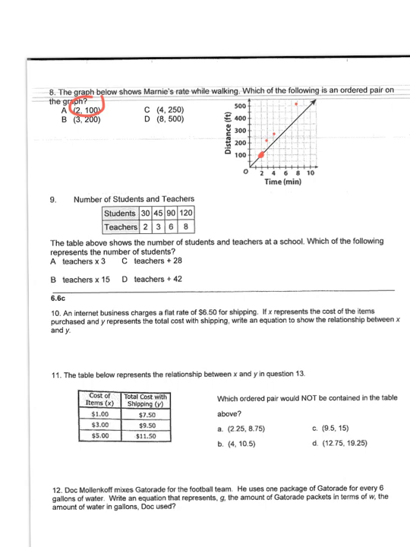B says teachers times 15. Well, 2 teachers, 2 times 15 is 30, 3 times 15 is 45, 6 times 15 is looking like 90, so B is looking really good. I'm going to go ahead and circle it. 8 plus 28 is not 120, and 8 plus 42 is also not 120, so it's clearly number 9. So that would be section 1.